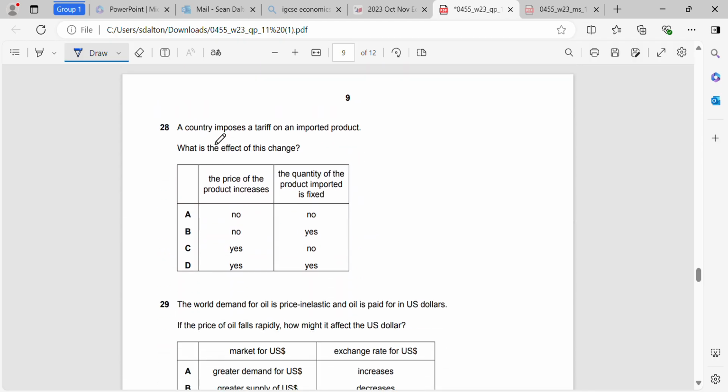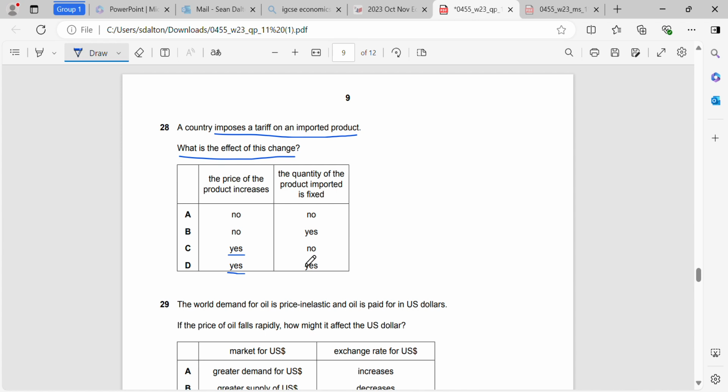Okay, a country imposes a tariff on an imported product. What is the effect of this change? The price of the product increases and the quantity of the product imported is fixed. So, a tariff is a tax that they place on a product. It increases the price because it shifts the supply to the left.